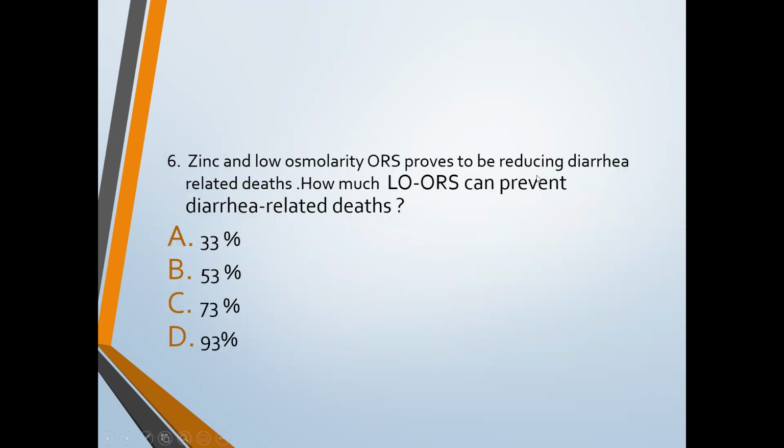Zinc and low osmolarity ORS help reduce diarrhea-related deaths. How much can low osmolarity ORS prevent death related to diarrhea? It's 33%, 53%, 73%, 93%. D, it's 93%, yes, because it's a very cost effective method along with zinc and low osmolarity ORS, and it can be easily implemented. The percentage of deaths that can be prevented by using this intervention is 93%. So this must be implemented at all levels in every country where diarrhea is a huge problem.